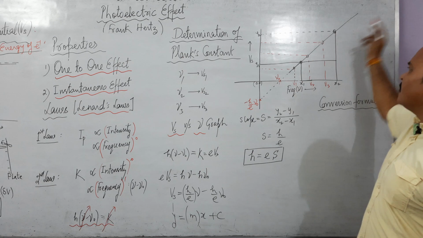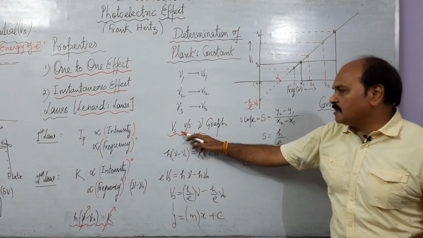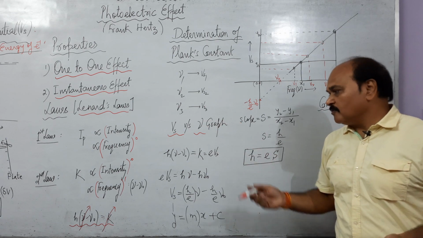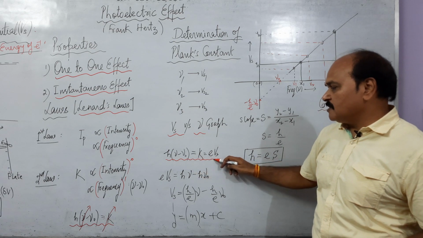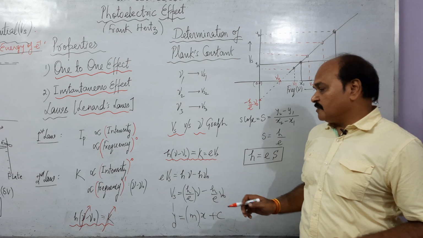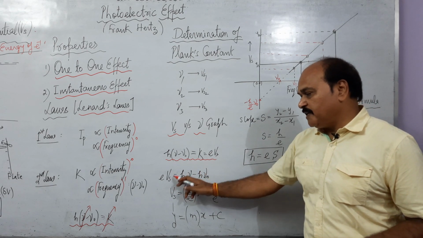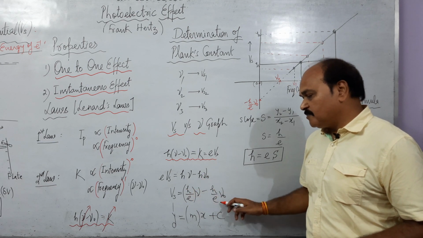So why is this graph a straight line? Why is the graph between stopping potential and frequency a straight line? Well, we know this is Einstein's photoelectric equation: h(ν − ν₀) = eVs, where Vs is the stopping potential. So eVs is hν minus hν₀. What is Vs then? Vs = (h/e)ν − (h/e)ν₀.